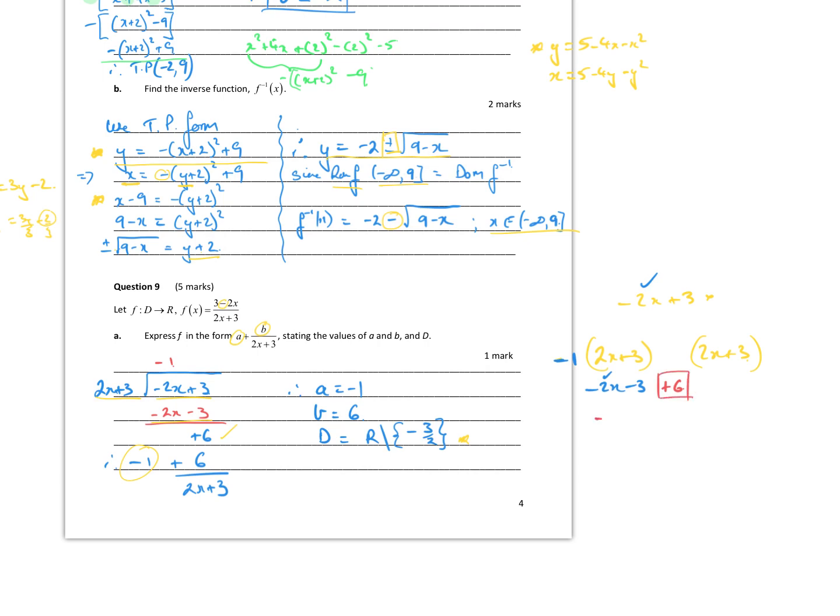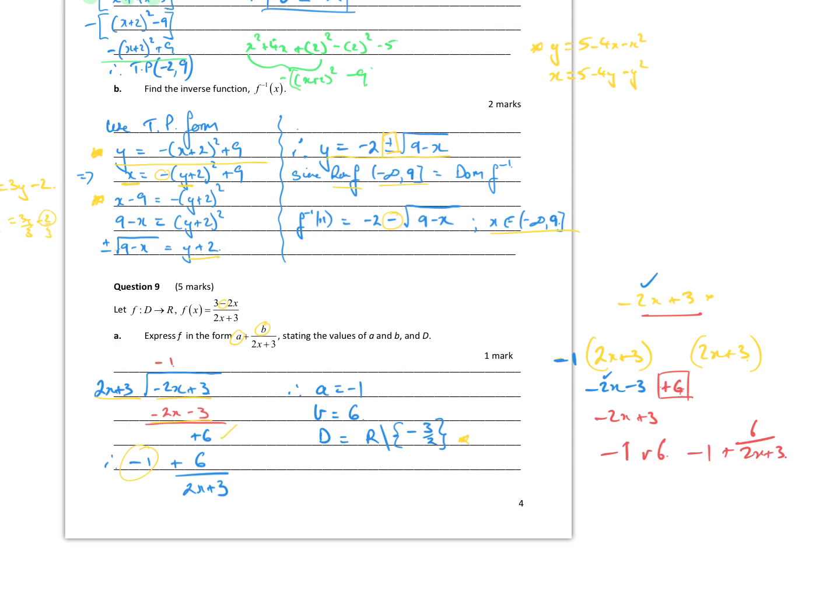Yeah, so that gives me -2x plus 3, which is what I'm after. So my answer is -1 and my remainder is 6. So -1 plus 6 over. So you can still use your repeated factor method to get into the form that you need.